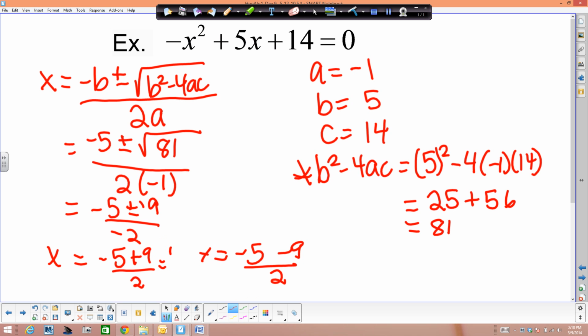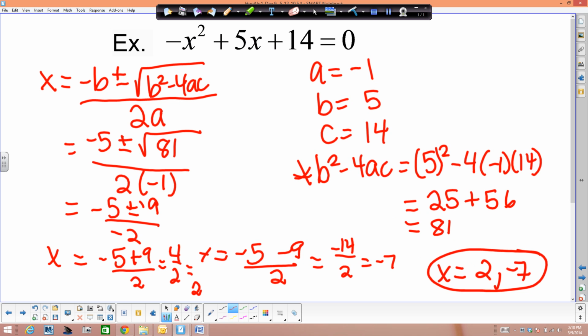So that would give us 4 over 2, which is 2, or we would get negative 14 over 2, which is negative 7. So our two answers would be positive 2 and negative 7. And that would be it. So all you're doing is finding a, b, and c, figuring out b squared minus 4ac, and then plugging it into the formula.